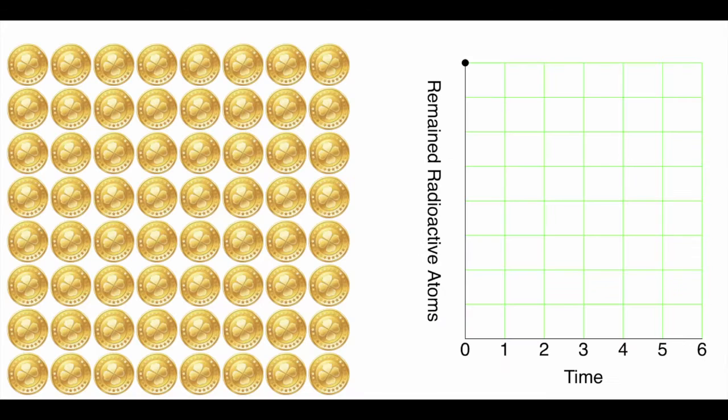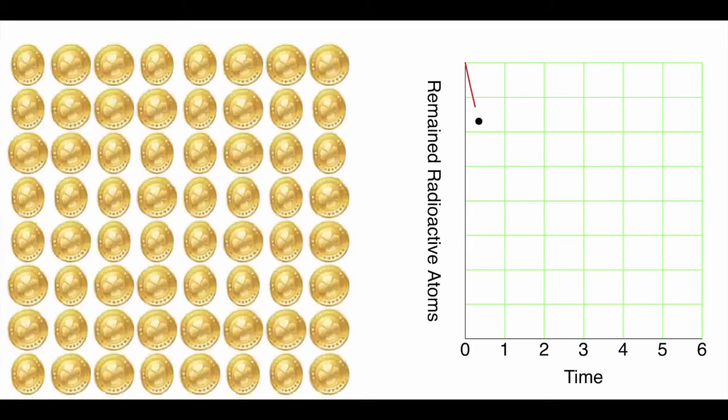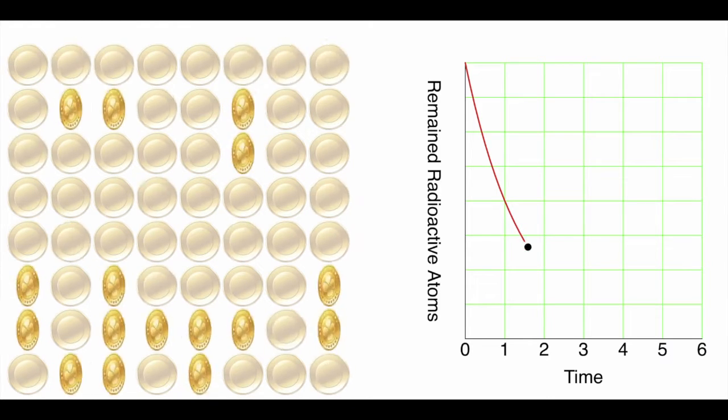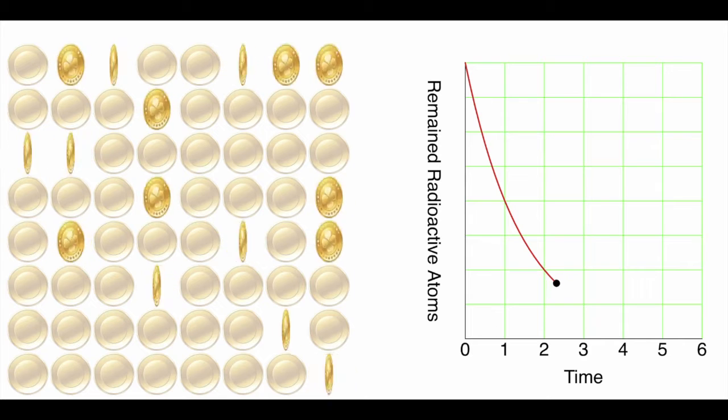This simulation shows a visual representation. You see, we start with a bunch of coins, and one half-life later, we have 1/2 the amount of coins. Go for another half-life, we have 1/2 of that, and so forth.